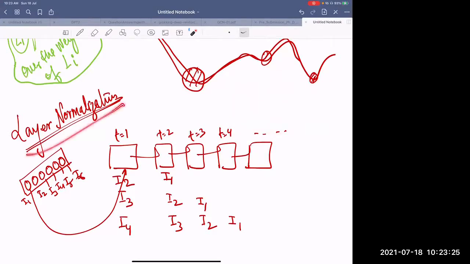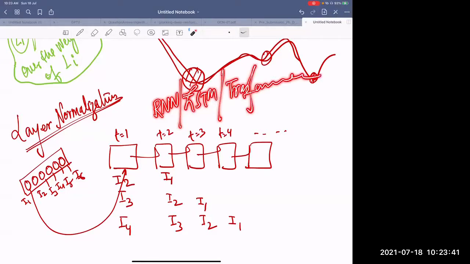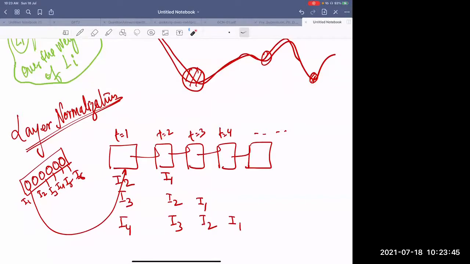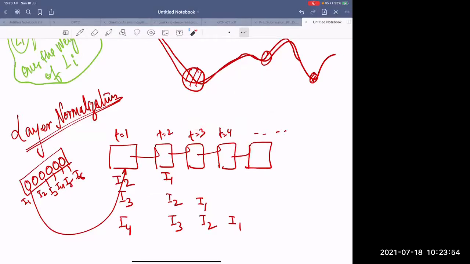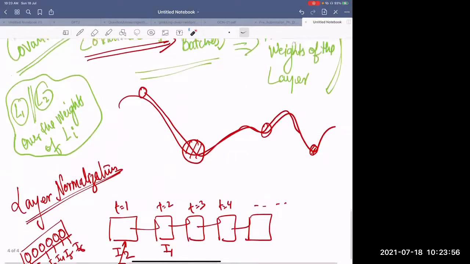And this makes it work for RNN or LSTM or transformers. By the way, both of these things in Keras or wherever you are trying to code, they are single line. You write layer normalization or batch normalization, and directly it is going to work for you.